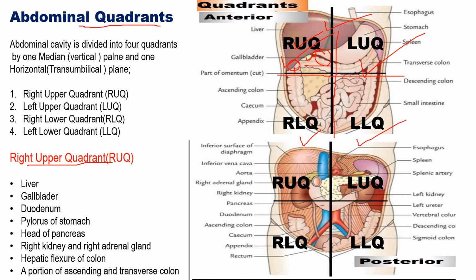As this point is near the liver, that's why it is known as hepatic flexure of colon, and that's why hepatic flexure of colon is also present in right upper quadrant. From posterior view, right kidney with right adrenal gland, first portion of small intestine, that is duodenum, and head of pancreas are present in that quadrant. Pancreas has three parts, that are head, body and tail, and head of pancreas is located in right upper quadrant.